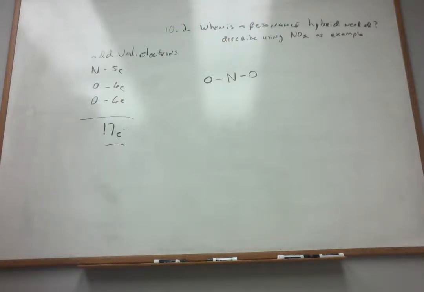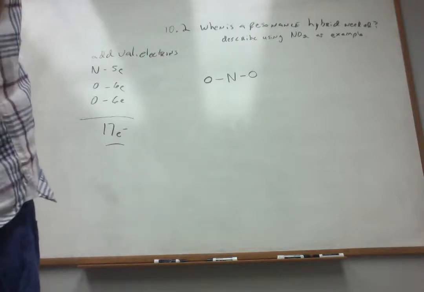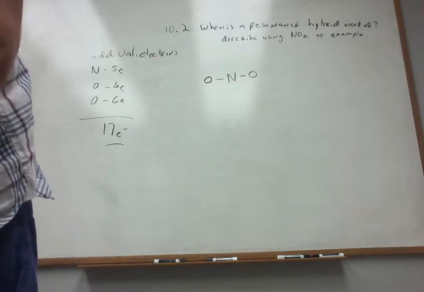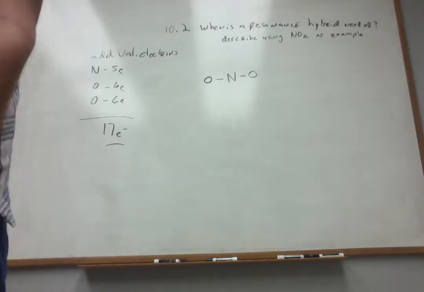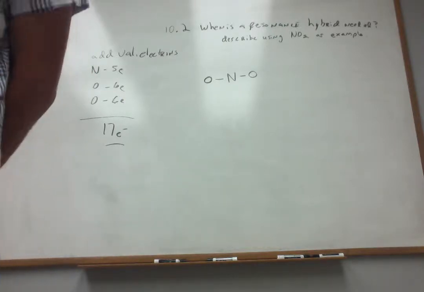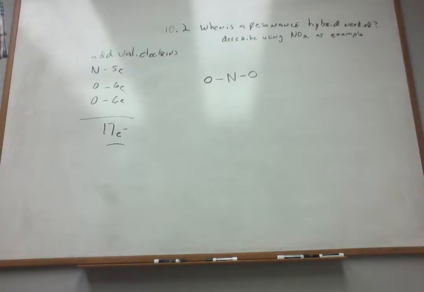All right, Pathways problem 10.2. This is a really nice problem because it allows us to explore writing these Lewis structures and also something called resonance hybrid. It's a problem that's early on in your book, only number 2, but believe it or not, it deals with some advanced concepts from this chapter.